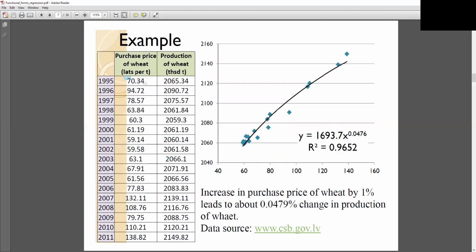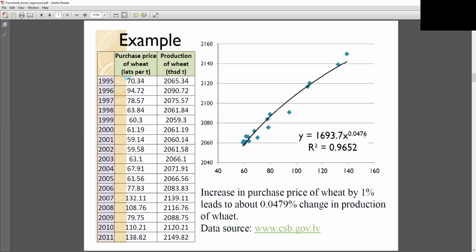So this is your dependent variable, right? Production of wheat. And then we have purchase price of wheat. So this is the dependent variable and this is the independent variable, y and x, and we are taking log of both. This is a double log model, and what we get is a regression function of the form y equal to 1693.7 x to the power 0.0476.